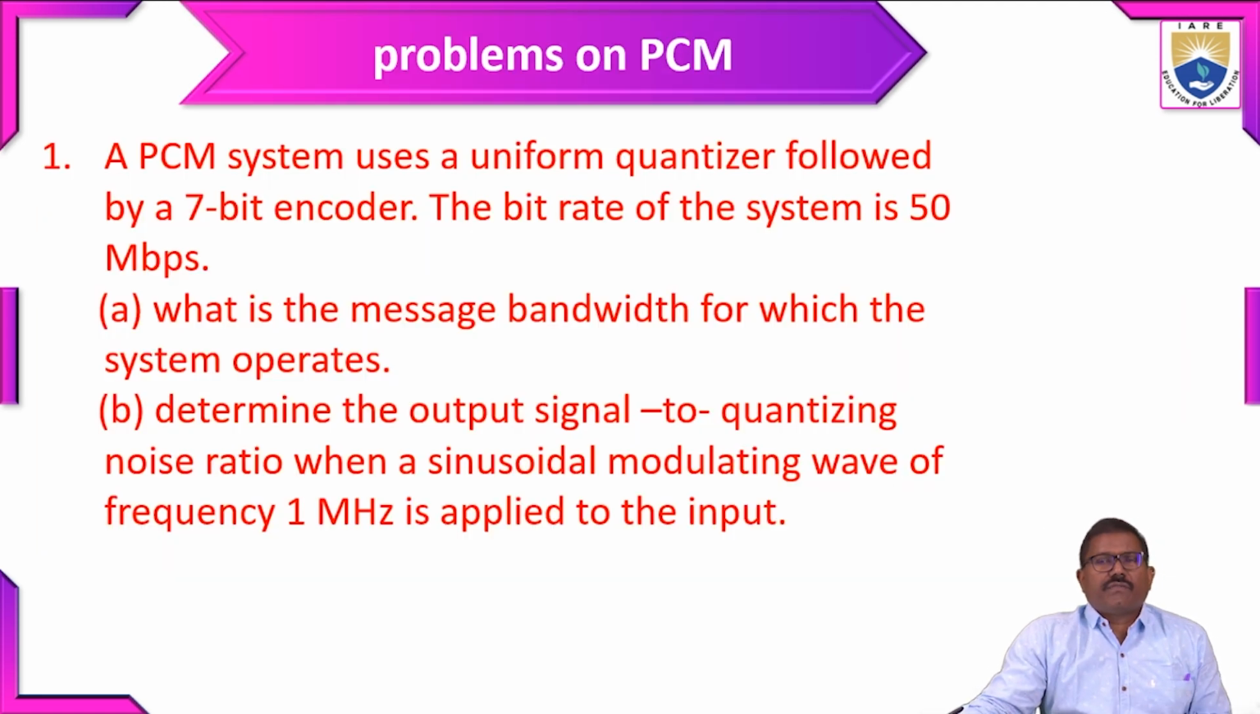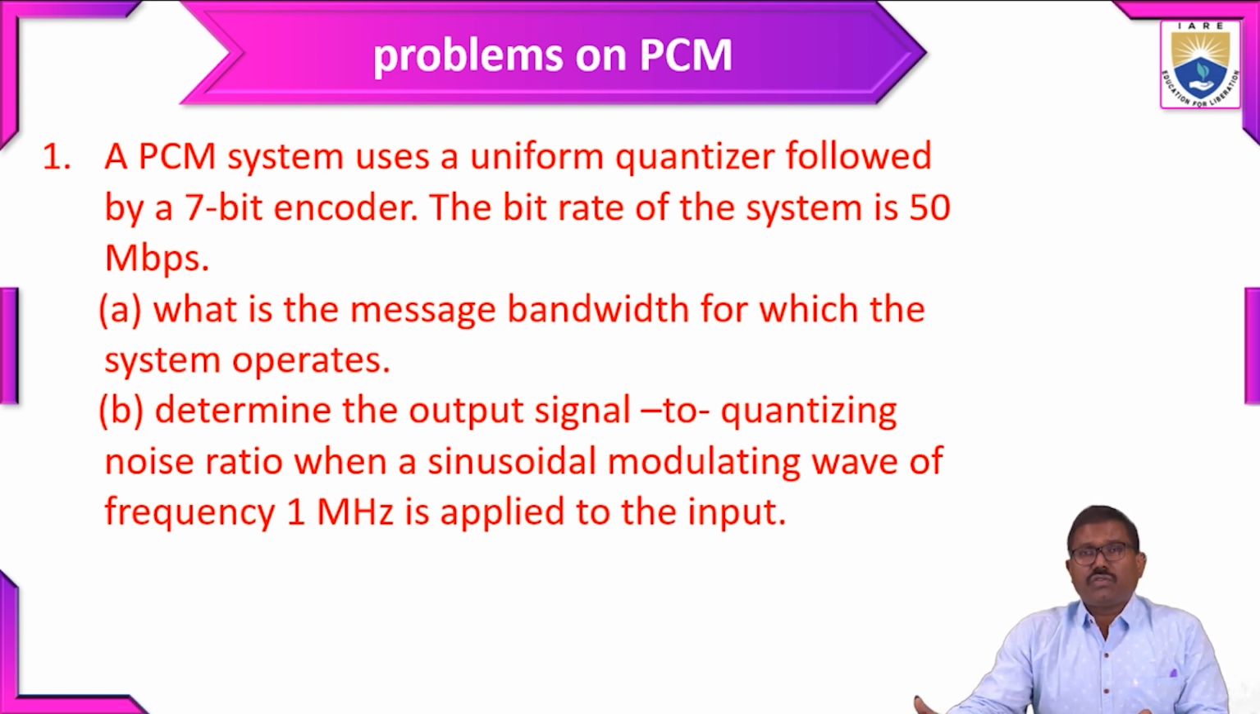This is the first problem. A PCM system uses a uniform quantizer followed by a 7-bit encoder. The bit rate of the system is 50 Mbps. What is the message bandwidth for which the system operates, and determine the output signal to quantizing noise ratio when a sinusoidal modulating wave of frequency 1 MHz is applied to the input.